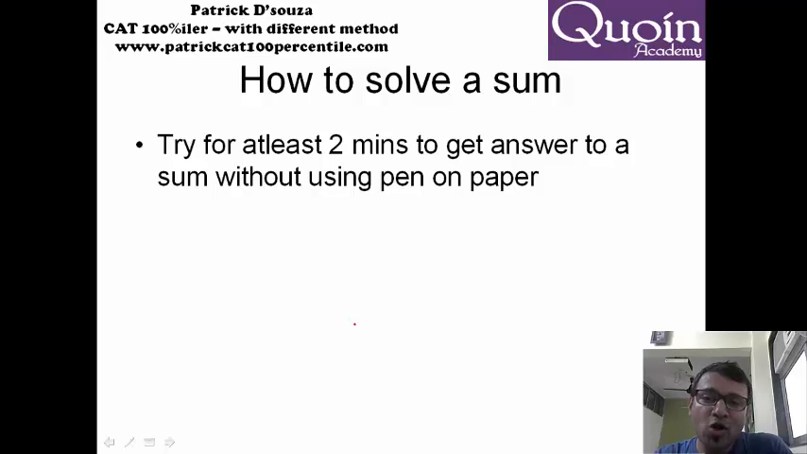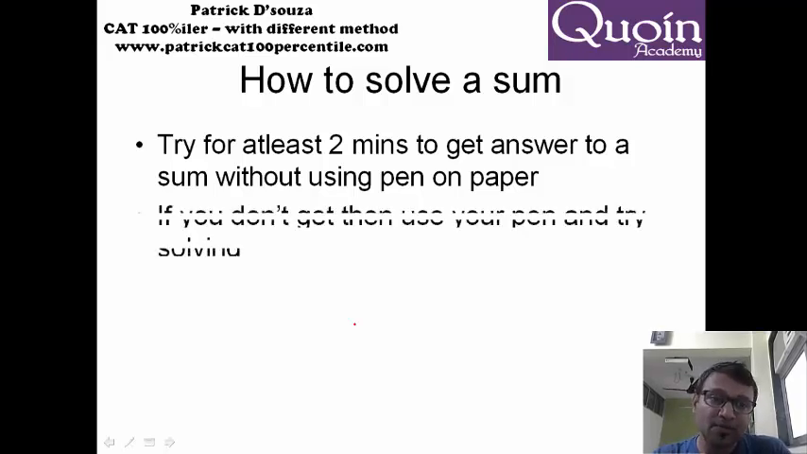I normally recommend that you keep your pen aside when you start solving a sum, and for 2 minutes think of how to get the answer to the sum without using your pen on paper. Okay, that helps you to think, understand the sum, and helps you to get shortcuts. If you don't get it without using the pen, use the pen and try solving it, and see if you can get the answer by using the pen.